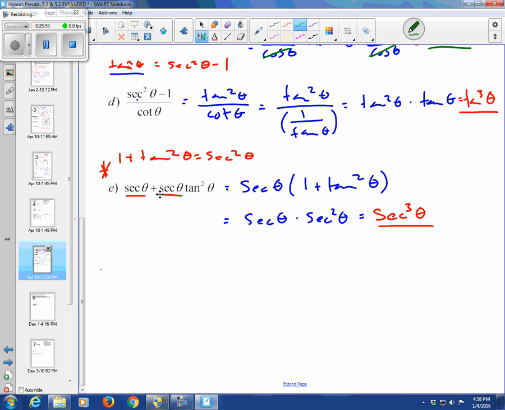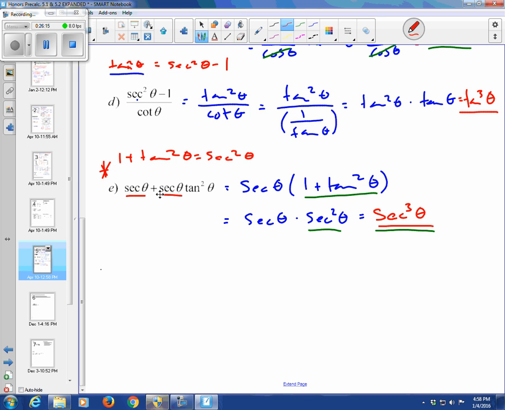So right here, factoring off that secant theta from both of our terms gives me secant theta times 1 plus tan squared theta, and then I can substitute in for 1 plus tan squared theta, secant squared theta, and now I've got secant times secant squared theta, and that gives us secant cubed theta.